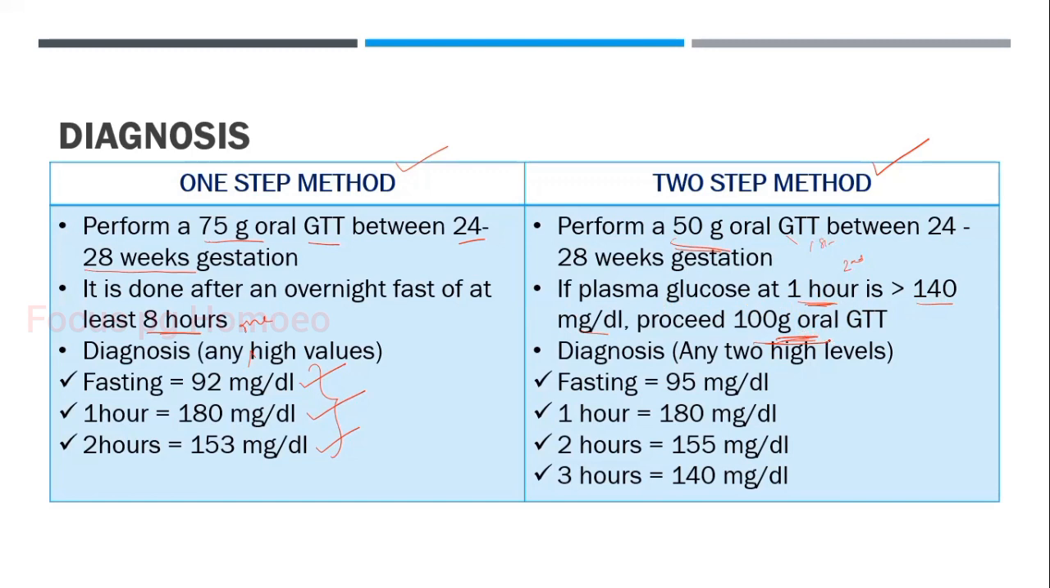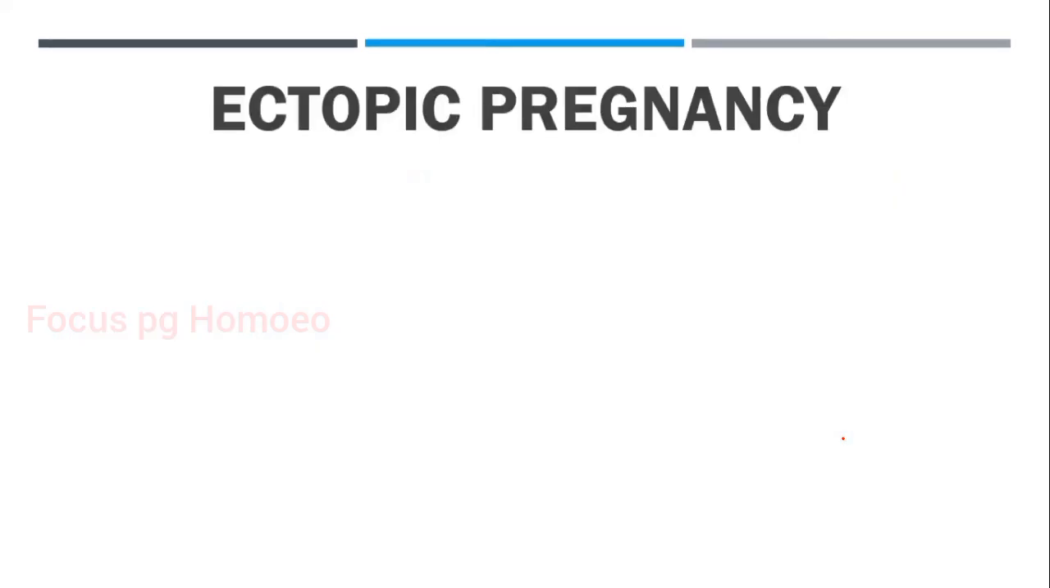After 100 gram oral GTT, any two of them becoming high is needed. So here it is not one, it is two. If fasting is more than 95, 1 hour more than 180, 2 hours more than 155, and 3 hours more than 140, any two of them becoming high, it is diagnosed as gestational diabetes mellitus. So this table you have to remember, and easily a question can be framed from it.